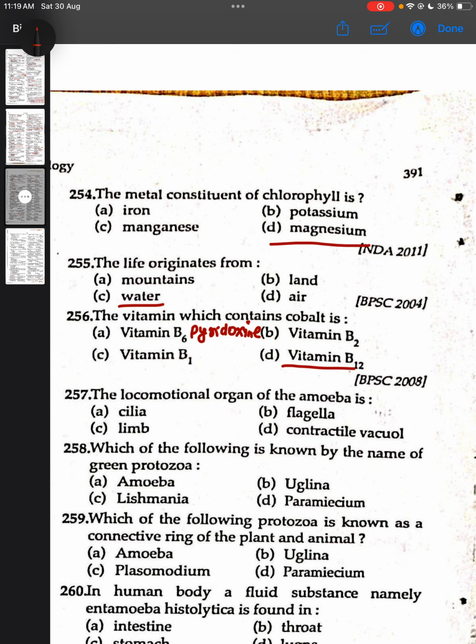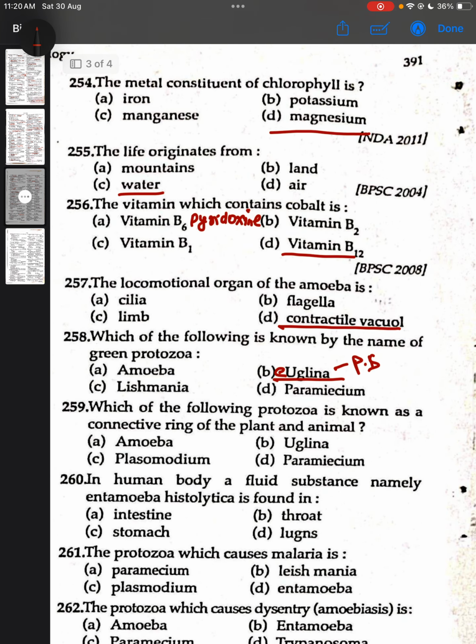The locomotional organ of amoeba is, the correct answer will be contractile vacuole. Which of the following is known by the name of green protozoa? Euglena, and it has photosynthesis. Which of the following protozoa is known as the connective ring of plant and animal? Euglena. In human body, Entamoeba histolytica is found in the intestine and especially in the large intestine.